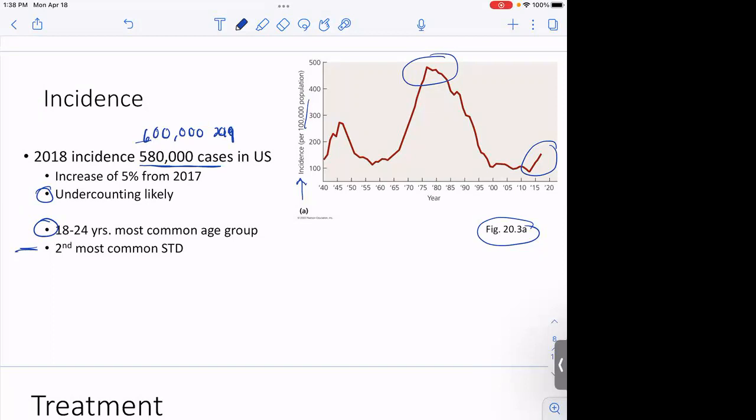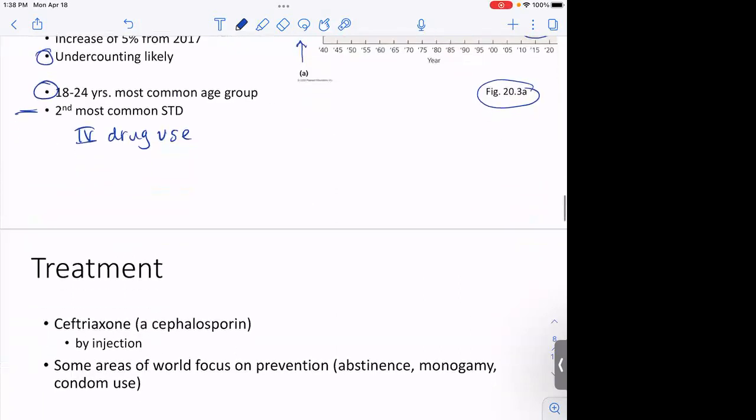So again, it's out there. Not just sexual partners, but of course IV drug use is another risk factor. Sharing dirty needles is another way. It's not just sexually transmitted, remember. So what about treatment?